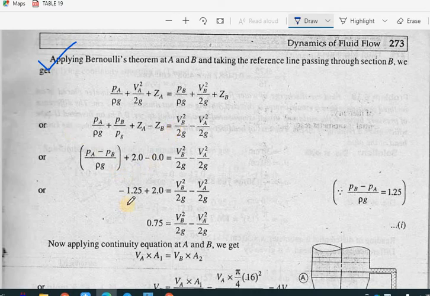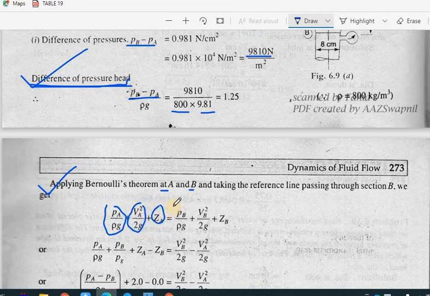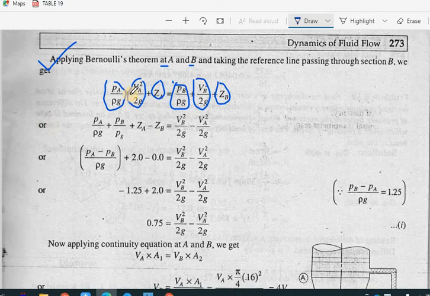From here we can calculate after applying Bernoulli's theorem at point A and point B, which says that the energy at point A will be equal to the energy at point B. So the pressure head at point A plus the velocity head at point A plus the datum head at point A equals the pressure head at point B plus the velocity head at point B plus the datum head at point B. So we'll put all the values over here, or we'll take the pressure values on the left hand side.